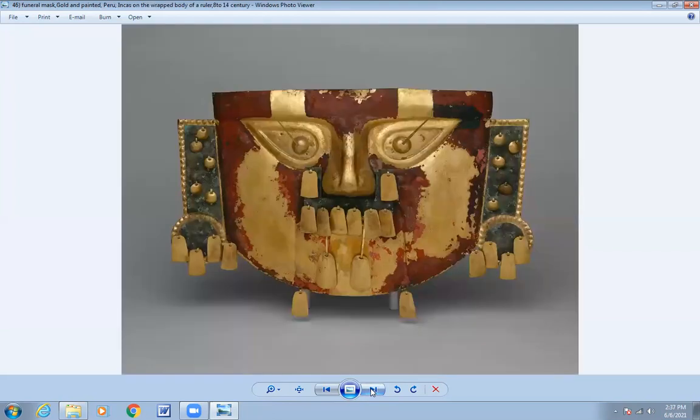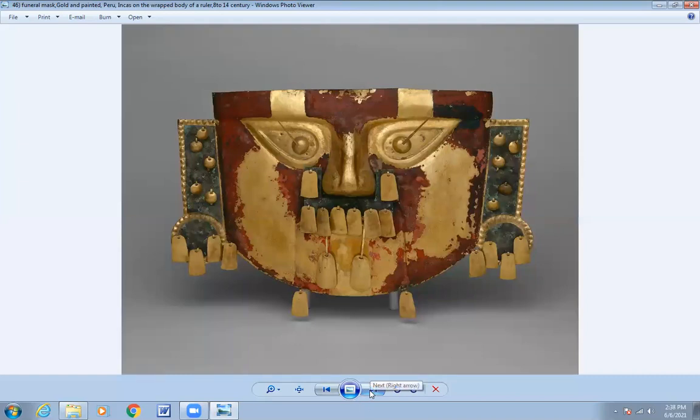This one is Peruvian in manufacture, and it was laying on top of the remains as an identifier for ritual and for ceremony. This one is gold with copper overlay and painted with cinnabar. It was estimated to be 8th to 14th century. That's a very wide range, but they really don't have an exact date on this. It's at the Metropolitan Museum of Art in New York.